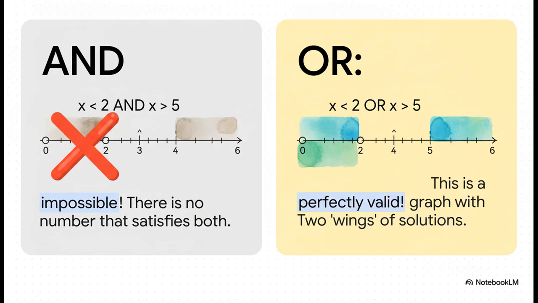For an AND problem, a number has to make both things true at the same time. So look at this. Can you think of a number that is less than 2 and at the same exact time is also greater than 5? No way! It's impossible. That problem has no solution. But OR is chill. OR just needs one part to be true.